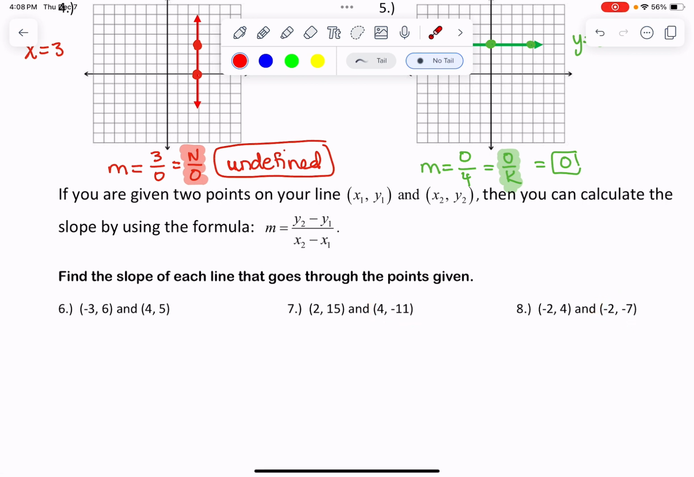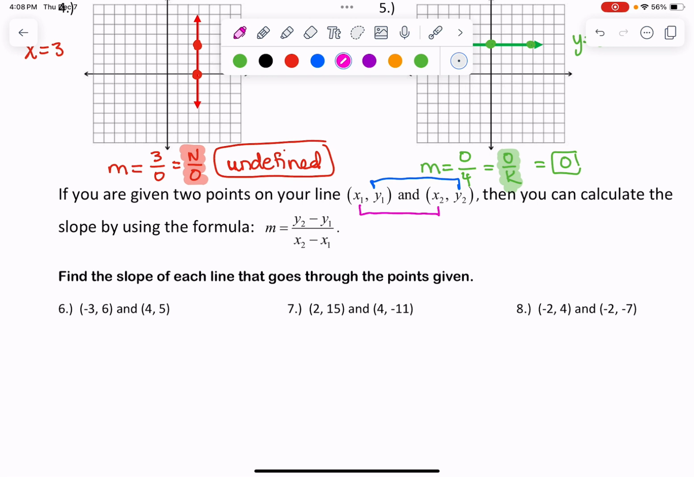We can calculate the slope by using our formula. M is our slope. We take the difference of the y's over the difference of the x's. So it's always y2 minus y1 over x2 minus x1. The difference of the y's goes in the top of our fraction, and the difference of our x's goes in the bottom of our fraction.